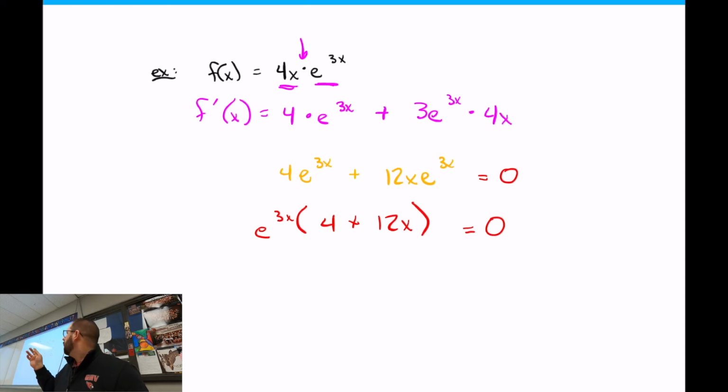All right. So, okay. So I factored out e to the 3x.